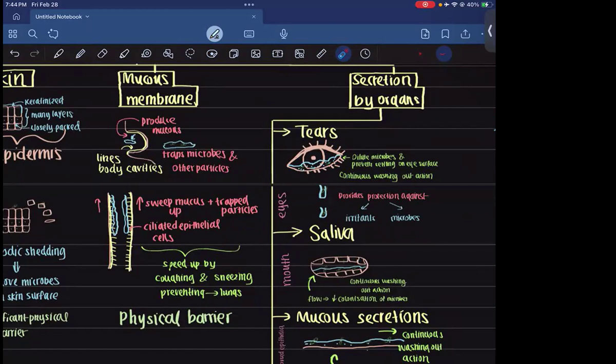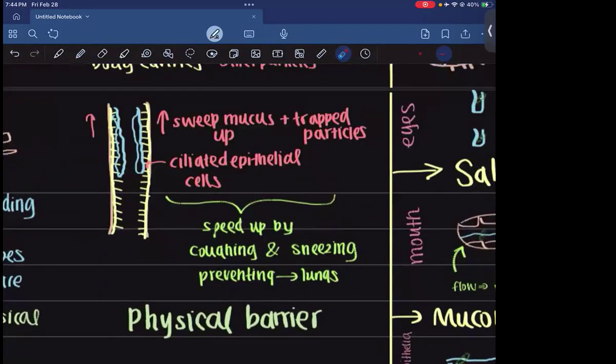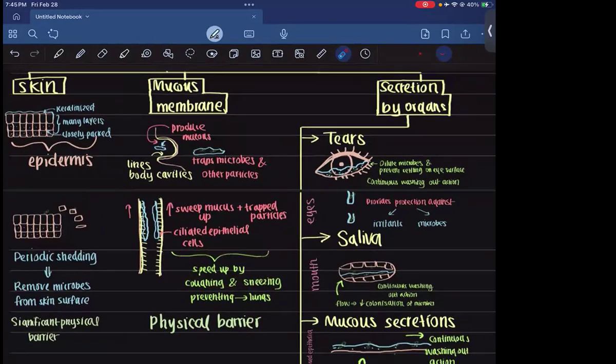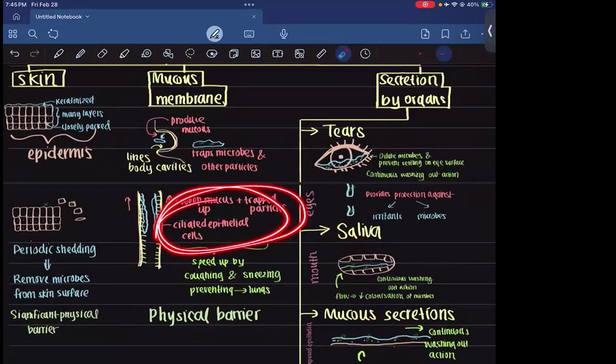Especially in the respiratory tract, you will have ciliated epithelial cells, and mucus will be covering these cells. Whenever microorganisms enter, they will be trapped by the mucus, and the beating of cilia will sweep the mucus along with the trapped particles upwards. So it will finally exit from your oral cavity or your nasal cavity. But there is a way to speed up this process of sweeping the mucus upwards by the ciliated epithelial cells.